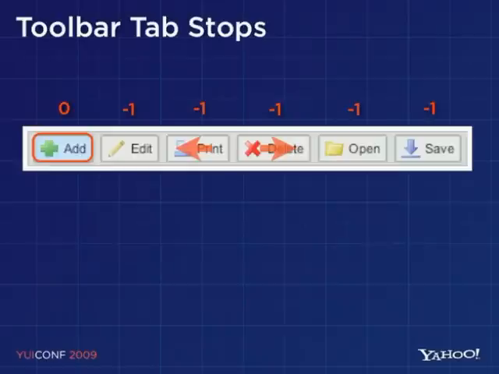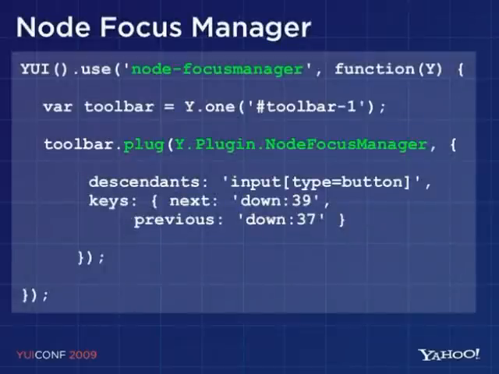So this is the design pattern that ARIA wants you to implement for your toolbar, or for your widgets rather, that manage a collection of descendants. And so we've recognized this as a valuable pattern, and so we've tried to provide a utility that makes working with this pattern really, really easy in YUI 3. And that utility is called the Node Focus Manager. And like every other component in YUI 3, you would use it via the use statement. So in this case, I'm going to specify Node Focus Manager via use.